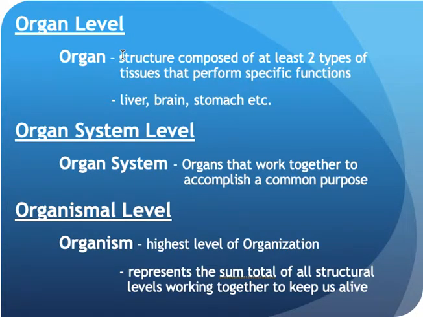I'm going to create an organ, and then when I group a bunch of organs together, I'm going to get an organ system. Organ system: organs that work together to accomplish a common purpose. This is my respiratory system, cardiovascular system, etc. And then I finally get to the organismal level, which is the highest level of organization. Good multiple choice question. It represents the sum total of all structural levels working together to keep us alive.